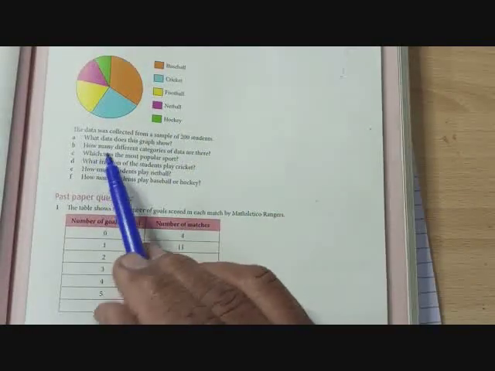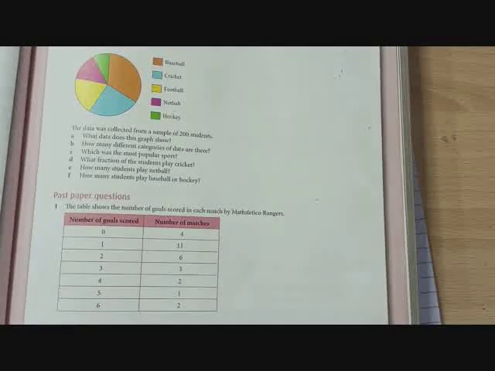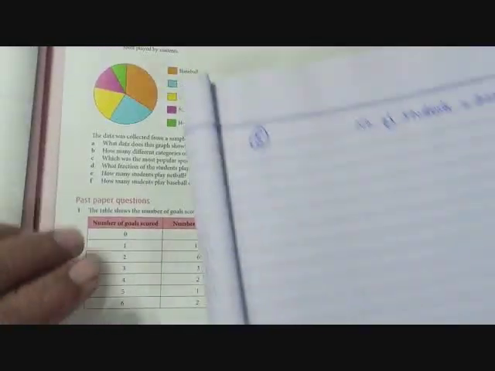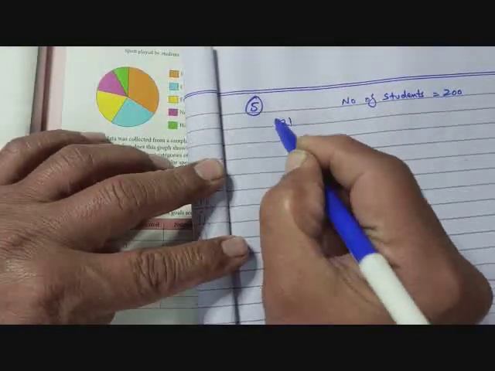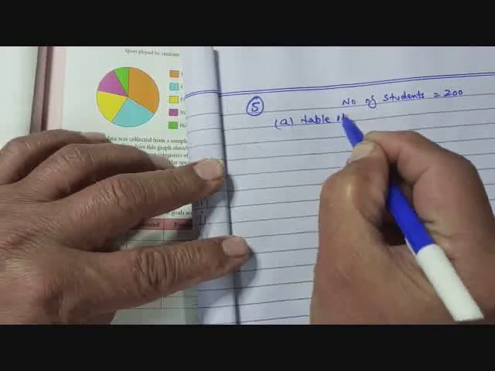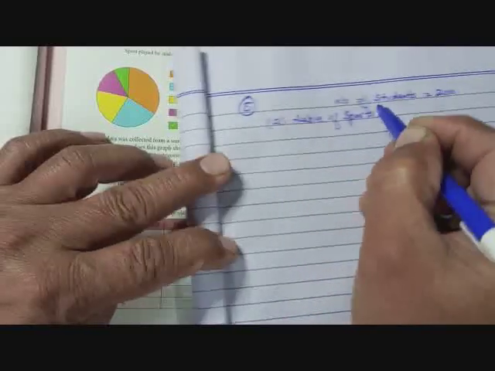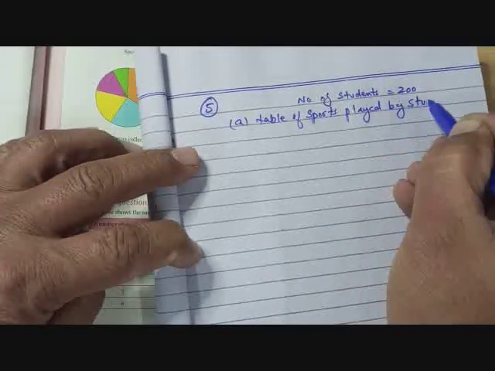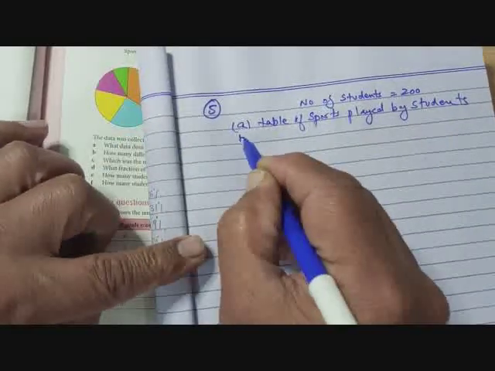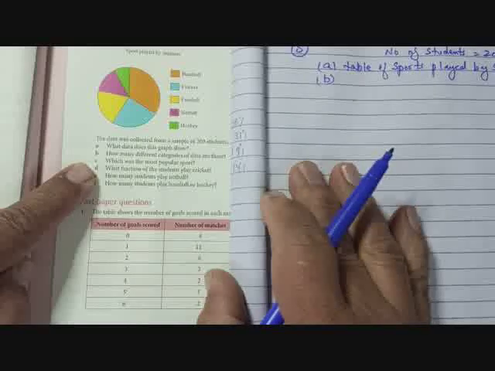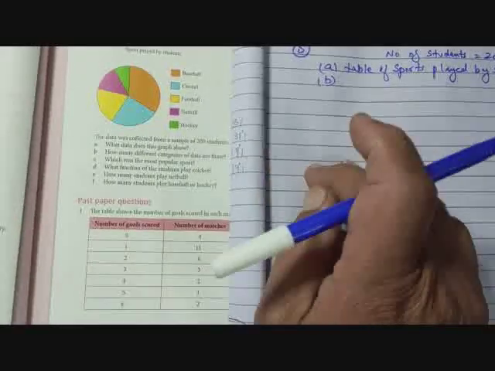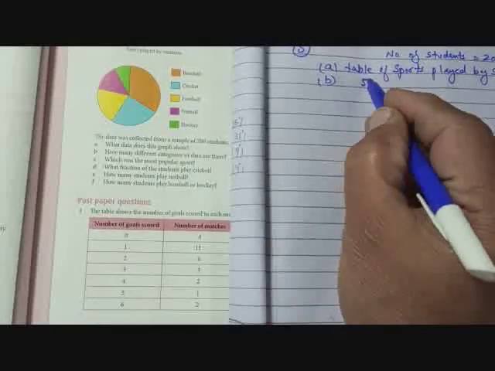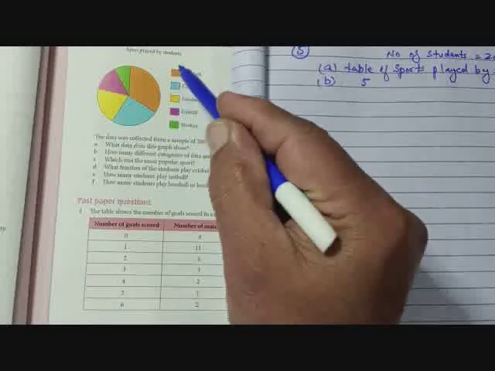Okay. A: it's a table of sports, which is drawn as a pie chart. It is a table of sports played by students. B: how many different categories of data are there? 1, 2, 3, 4, 5. There are 5 categories.